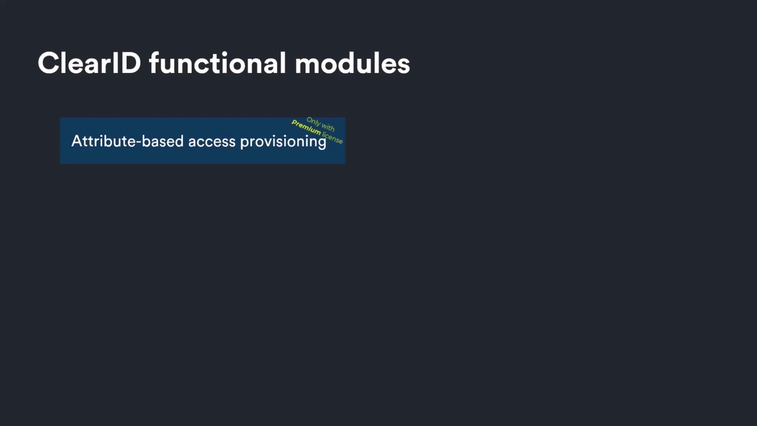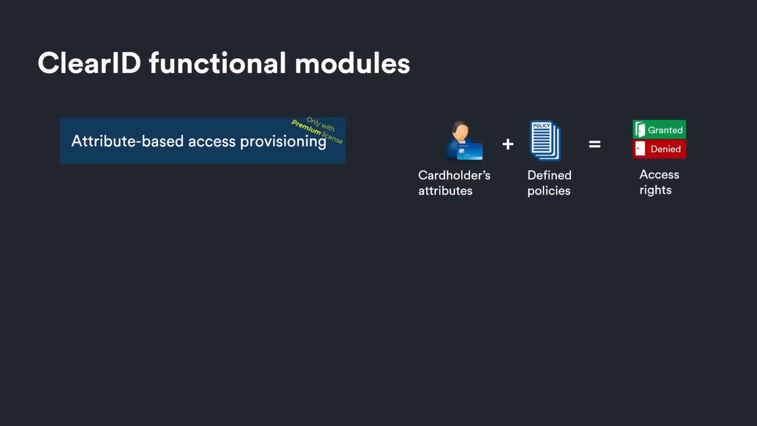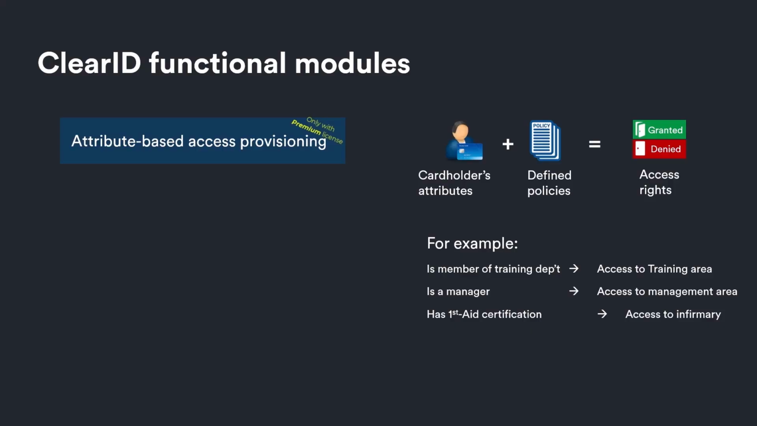First and foremost, attribute-based access. This means that instead of being manually added to an access rule or access level, cardholders automatically inherit access rights based on their attributes. For example, members of the training department should have access to the training area. Managers should have access to the management area, and those with first aid training should have access to the infirmary. If and when a cardholder's attributes change, their access rights are automatically updated.